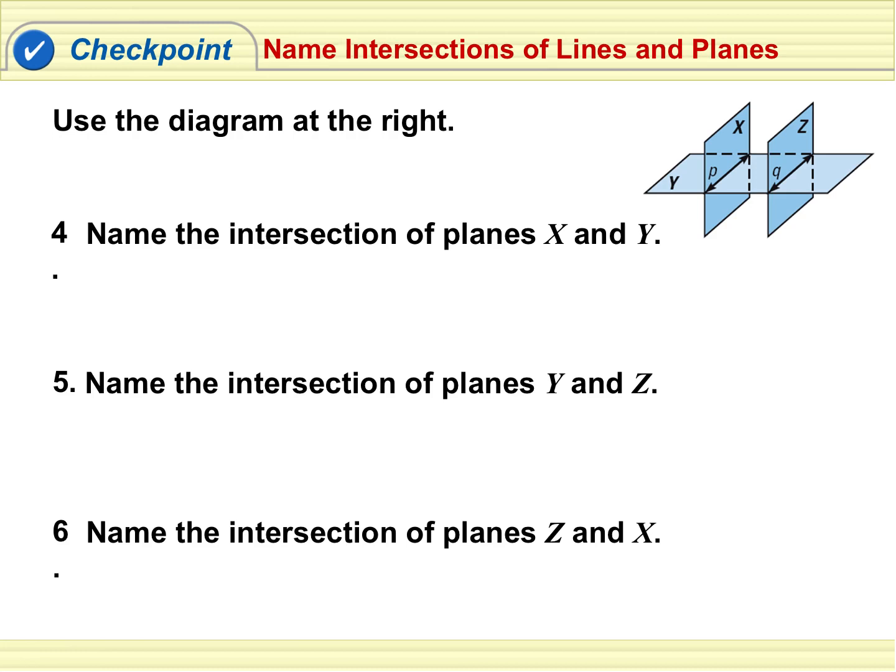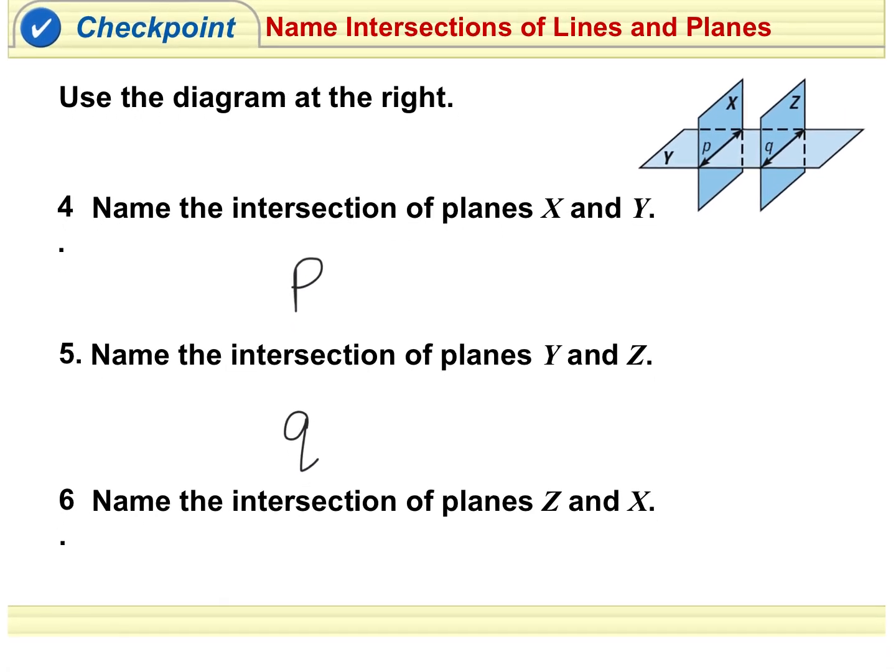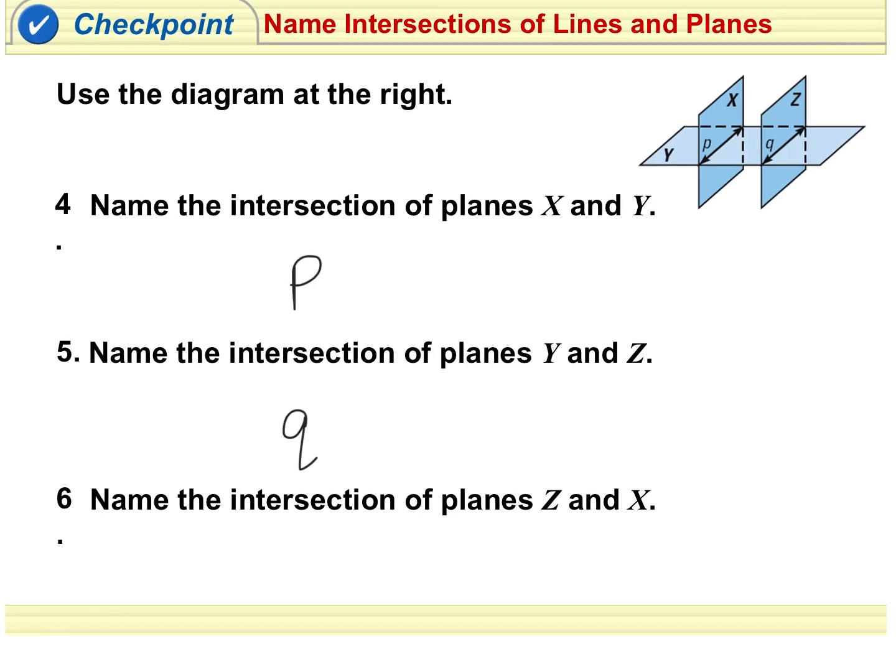Okay. Moving on to intersection of planes. Name the intersection of planes X and Y. P. Everyone agree? Oh, yeah. All right. Name the intersection of planes Y and Z. Q. Everyone agree? Finally, name the intersection of planes Z and X. Why? They're parallel. They are parallel to each other, so they will never cross.